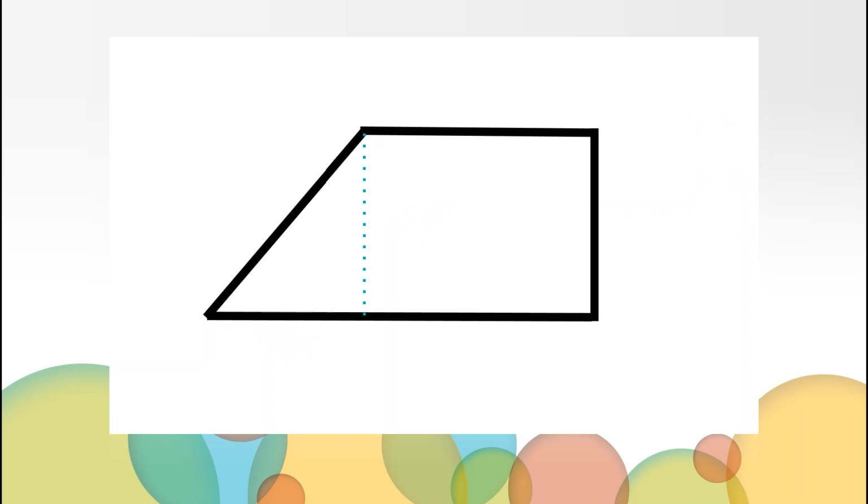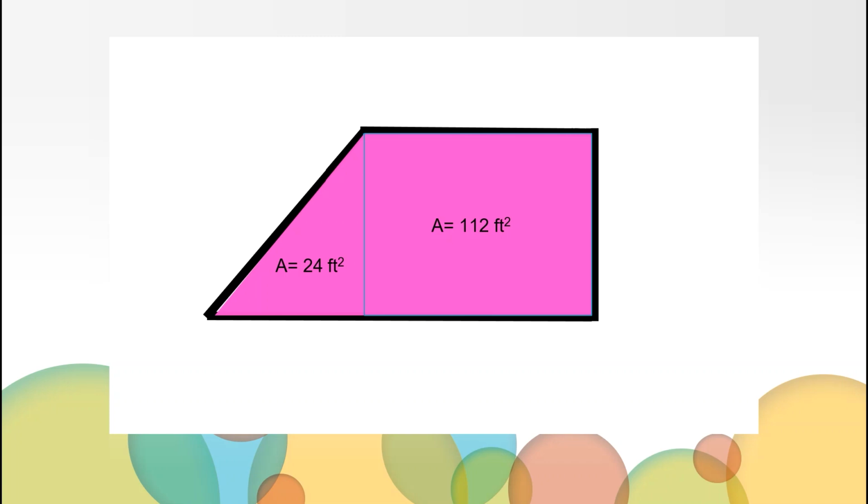Sophia then added the area of the triangle, 24 square feet, plus the area of the rectangle, 112 square feet, and got a total area of 136 feet squared that she needed to paint.